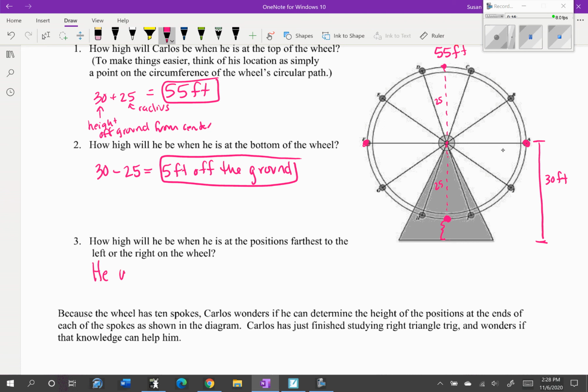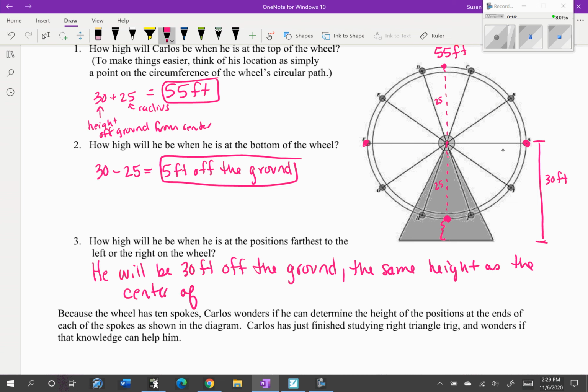So he will be 30 feet off the ground because it's the same height as the center of the wheel.